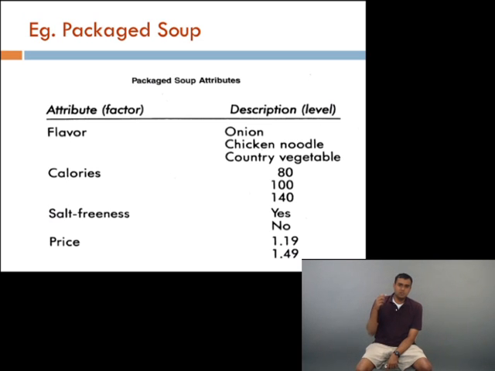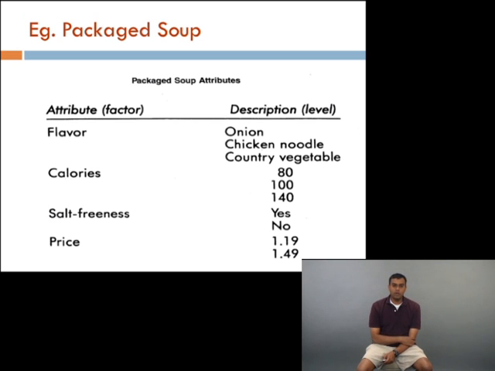And so there are three levels of the flavor attribute, three levels of the calories attribute, two levels of salt-freeness, and two levels of price. If you just consider the attributes and the levels they have, a couple of attributes are quantitative, calories and price, and a couple of them are qualitative, which are flavor and salt-freeness. The second thing is, while flavor has onions, chicken noodles, and country vegetables, this is called a nominal attribute because it has different levels that you can compare and contrast between each of those levels. You just take it for what it is. Salt-freeness is a 0 versus 1. Either you have it or you don't. So that's a different qualitative attribute, if you will.